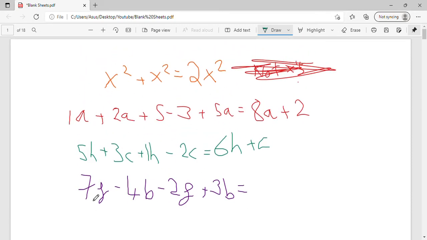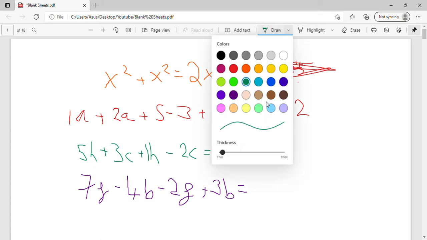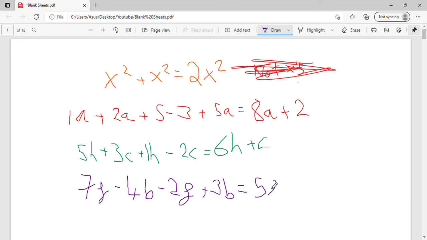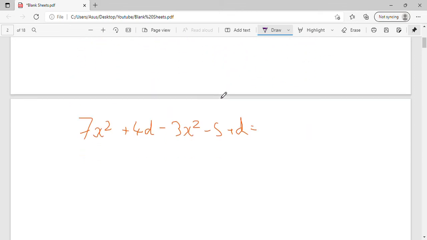Alright, let's go through this one: 7f minus 4b minus 2f plus 3b. Let's see how this works out. Let's get the f's together. We have 7f minus 2f, so that would make 5f. And then we have minus 4b plus 3b, so that would add together to make minus 1b, or minus b. That's minus b there.